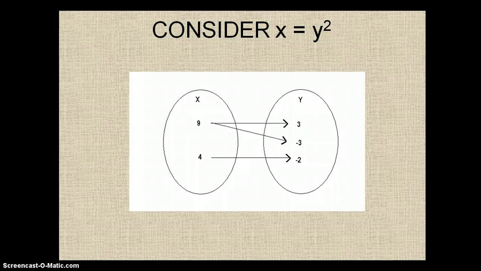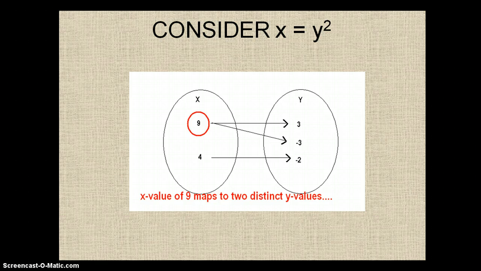So although this equation, x equals y squared, can be considered a relation because it is created by a set of points, more specifically, it is not going to be a function. This is not going to be a function.